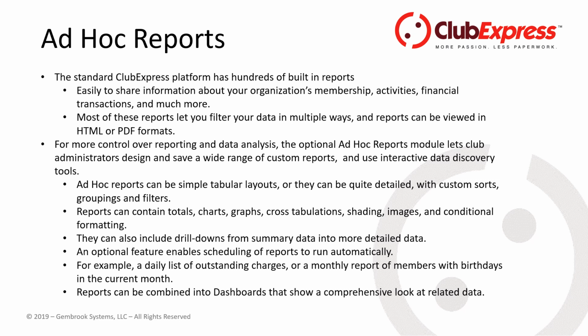So as you probably all know, the basic ClubExpress platform has something like 400 built-in reports. And this makes it really easy to share information about your membership and financial information and transactions, all that stuff, with other members of your community or your executive board and such. And there's some basic filtering on these reports, and you can view these things in HTML or PDF format. And there's also a data export facility. So you can export your data, and then you could go into something like Excel or some other reporting program and create your own reports with the data that's there.